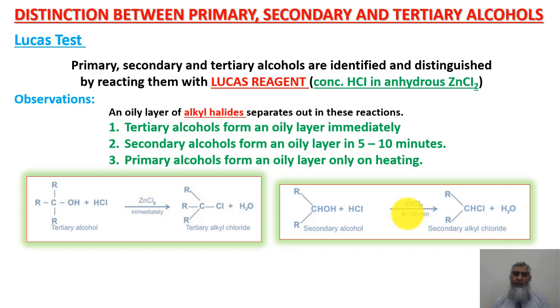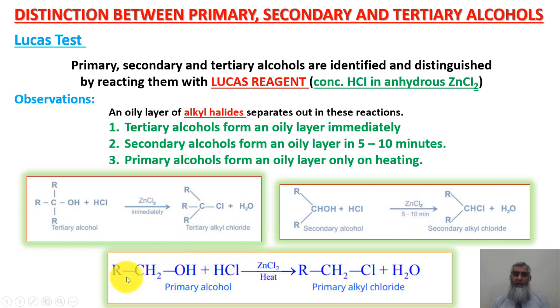But when a primary alcohol, like this one, is reacted with Lucas reagent, the oily layer of alkyl chloride will be produced only upon heating. It means the reaction will not take place at ordinary temperature. If the given alcohol is primary, the formation of alkyl chloride will occur only upon heating.